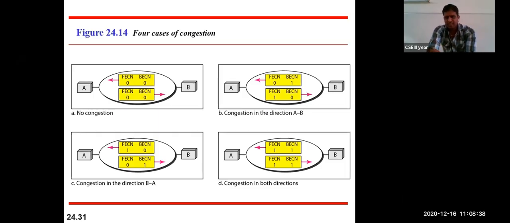Now look at the data from A to B. FECN equal to 1, which means towards B forward, there is congestion. Of course, backward, forward. Towards A backward, there is no congestion. So in which direction is the congestion present?